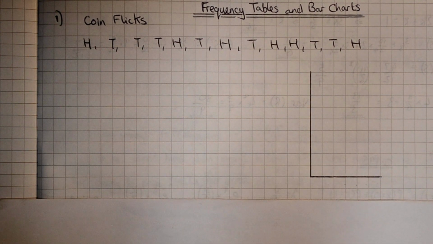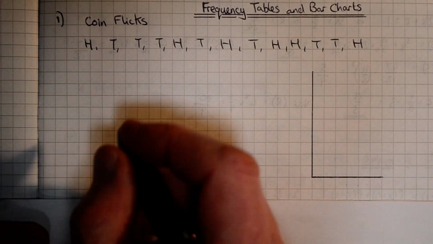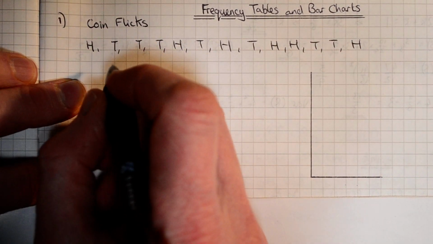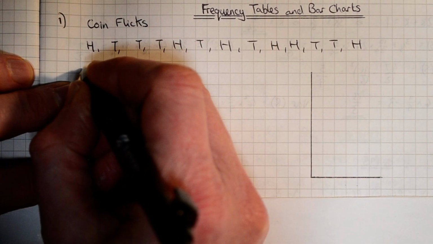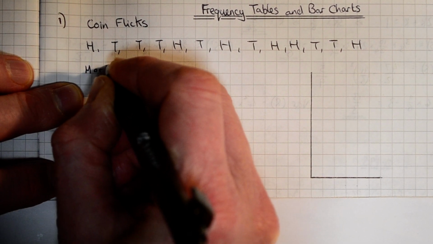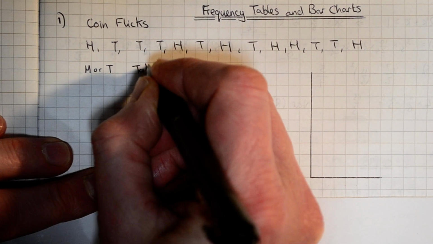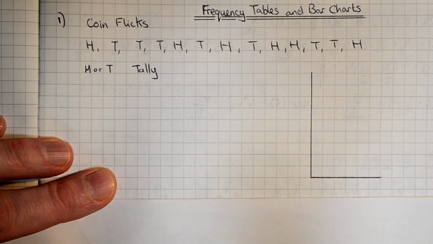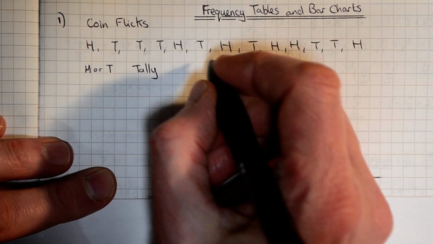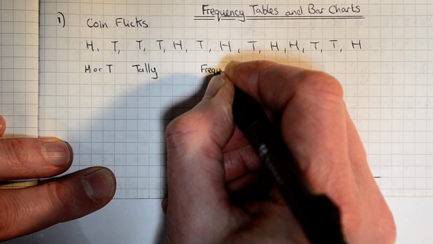Now, when we're going to tally data as we are here, then we're going to have 3 columns. We're going to have a column to put heads or tails, that's the way the coin lands. Just put heads or tails. And then you've got the tally column. So often the tally column will be the widest column, so I'm going to leave a bit of space. And then lastly is the frequency column.